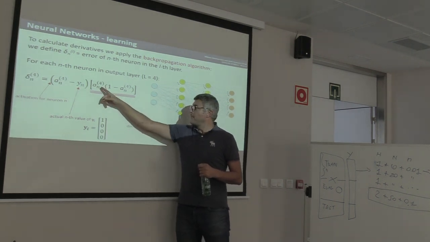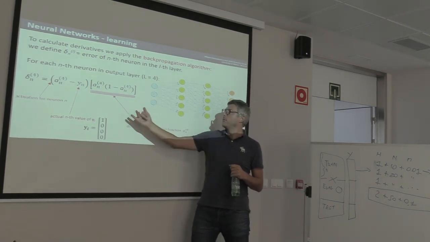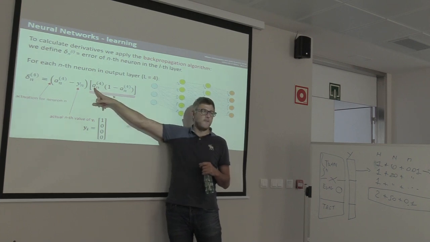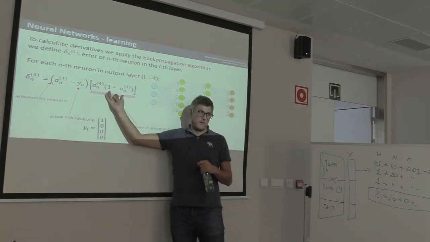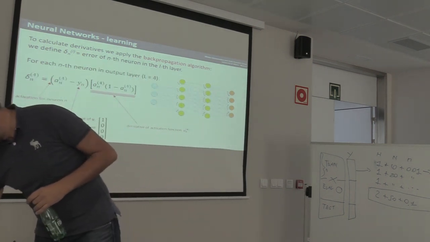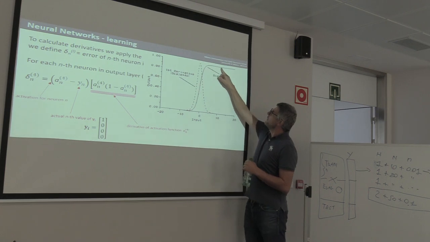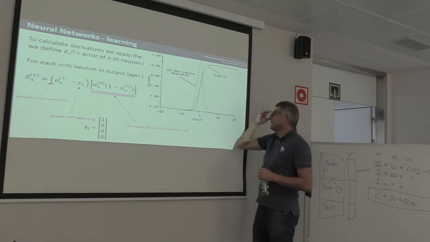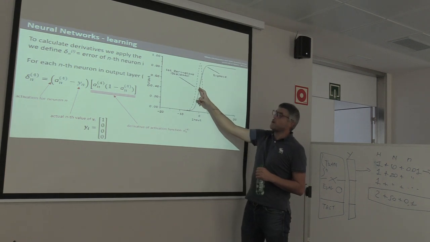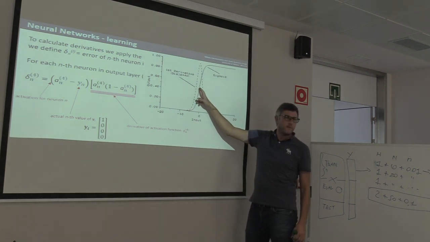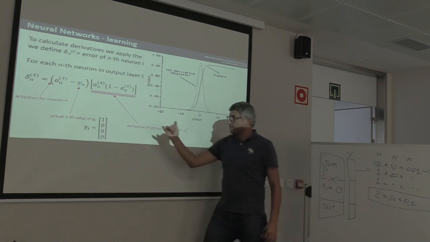This part is actually the derivative of the activation function. This is the value of the activation function for this neuron, and this is the derivative. What does it mean? Can you see? This is the activation function, do you remember? And this is its derivative. It has a maximum here, where you have, how do you call it in English, I don't know, less. Can you see the derivative here for this function?